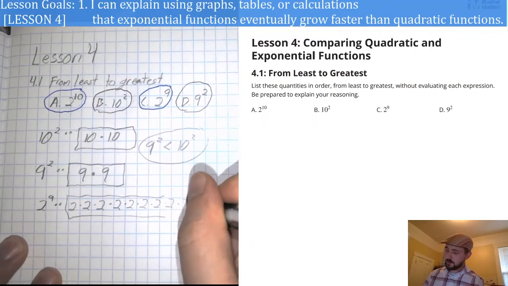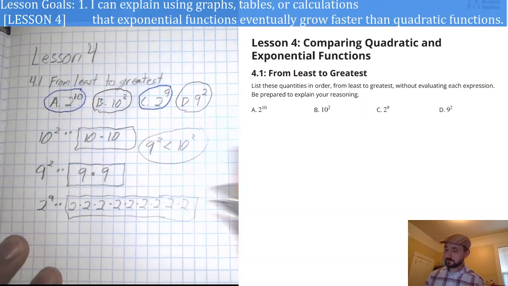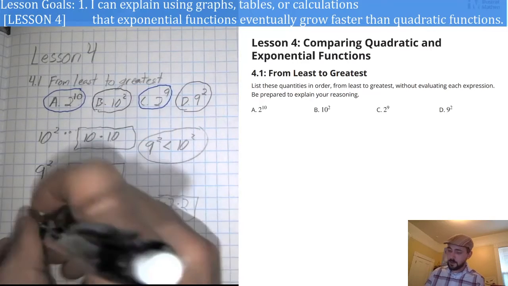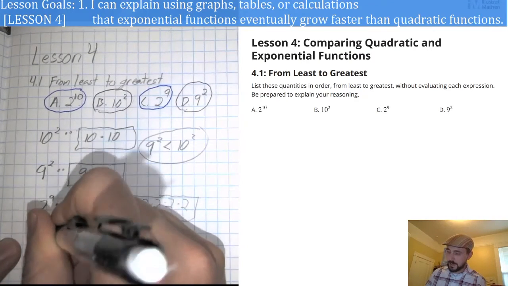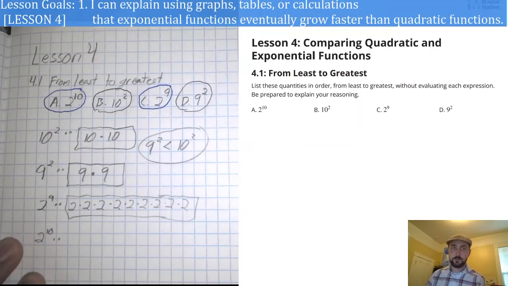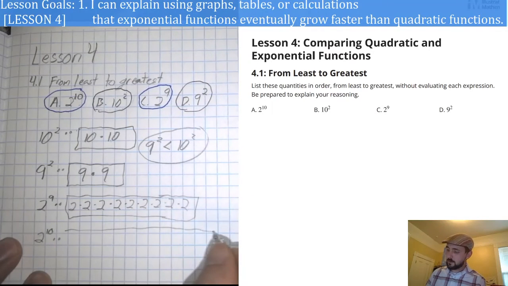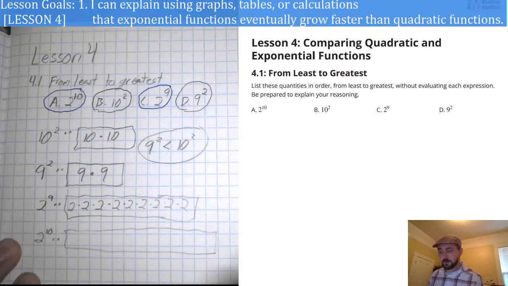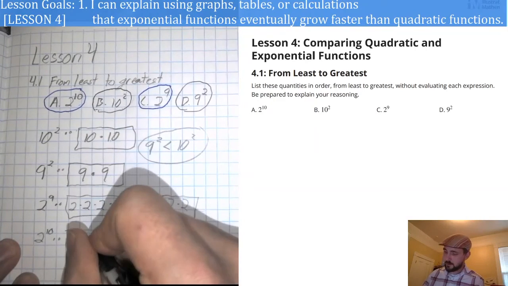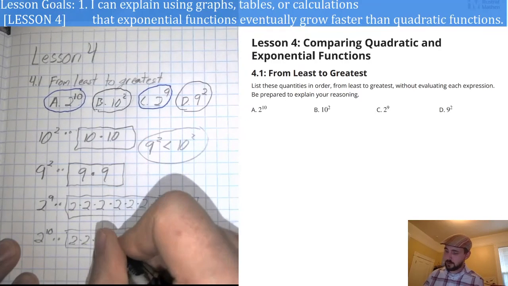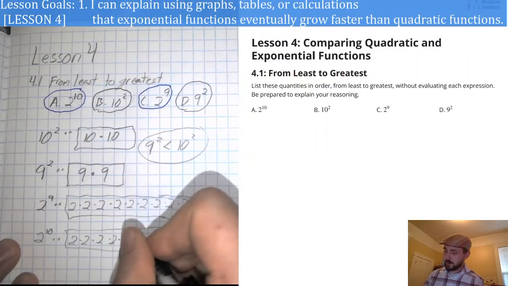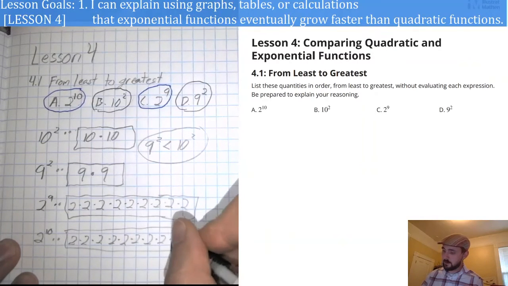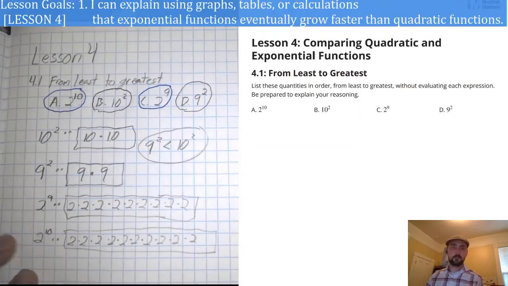8, 9 copies of 2, right? That's what it means. 2 times 2 times 2, 9 times. And if I have 2 to the 10th power, and maybe you see where I'm going with this, then that's the same thing, right? I'll have 10 copies of 2. 1, 2, 3, 4, 5, 6, 7, 8, 9, 10.